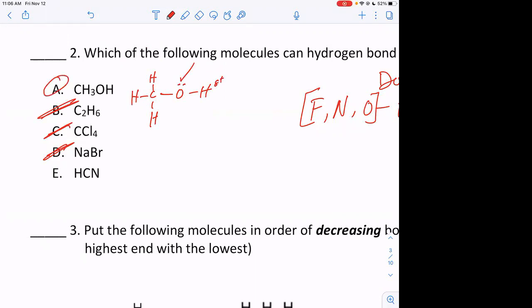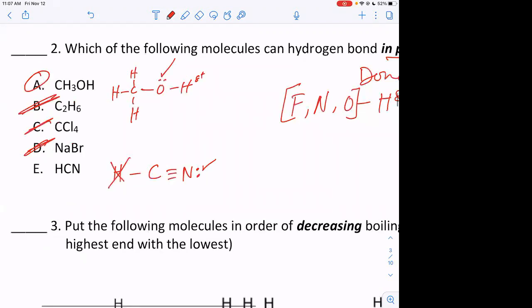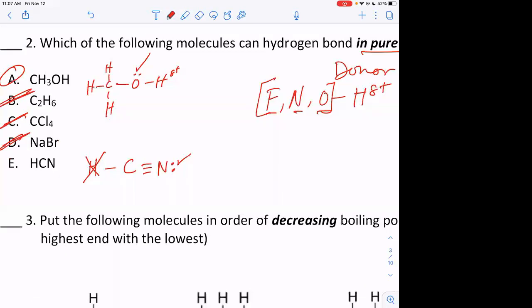Let's check E though, because I have another hydrogen bonded to a carbon, triple bonded to this nitrogen. I do have the lone pair on a nitrogen, but this hydrogen is not a donor, okay? It's not positively polarized because it's not bonded to oxygen, nitrogen, or fluorine. Okay, so it's not E. A is our answer there.